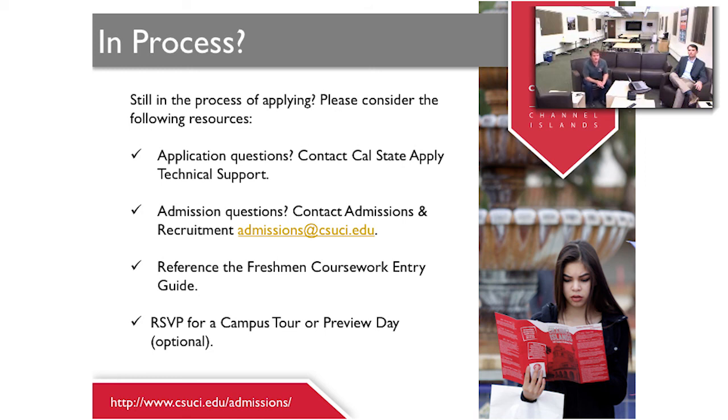So if your application's in process, if you're filling that out currently, there's some things that we want you to consider. Again, if you have any questions about the application, you can have those questions answered by Cal State Apply Technical Support. If you have any admissions related questions, you can contact our admissions and recruitment office. You'll see our admissions email address is listed there. Definitely good to have that reference guide for the freshman coursework entry with you when you're ready to submit that application. Again, it can answer a lot of the questions that you may have about the application. And then we definitely want you to come check us out. We offer campus tours and campus preview days. You can come and take a campus tour and get an admissions presentation, get more information about the university. It's a great way to see us and see if we're a best fit for you.